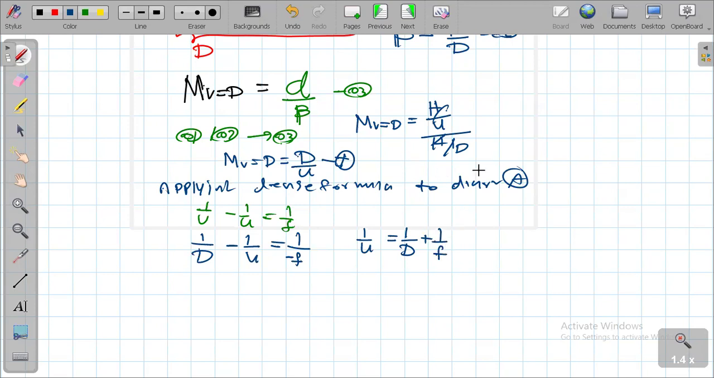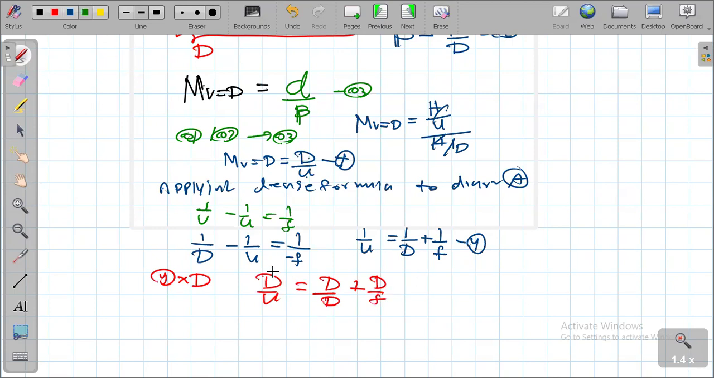Now still I am not getting this equation. I need D over u as the equation. I am getting this one as Y, the finalized one. So if you multiply equation Y by capital D, you get D over u equals D over D plus D over F.